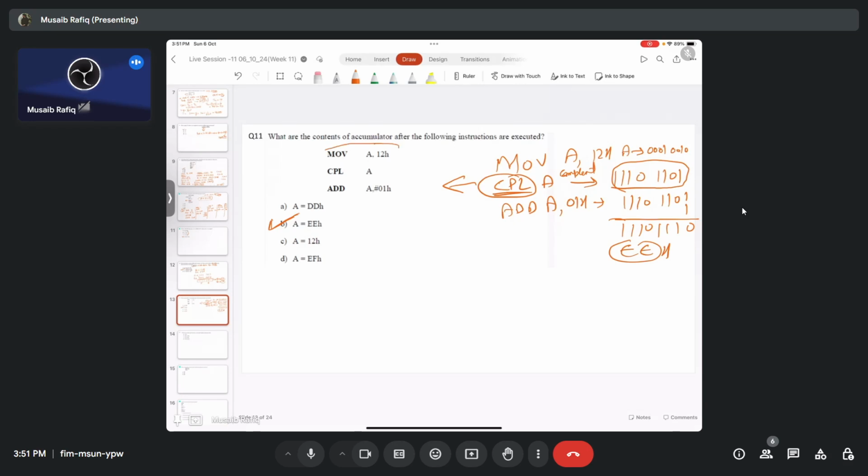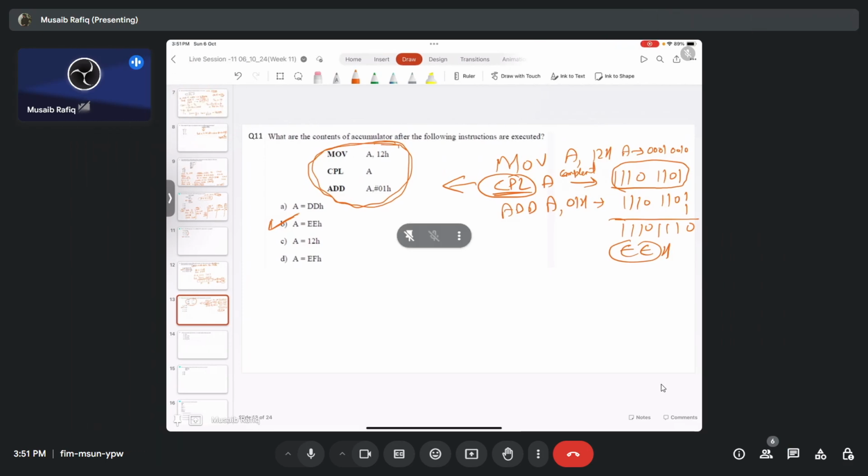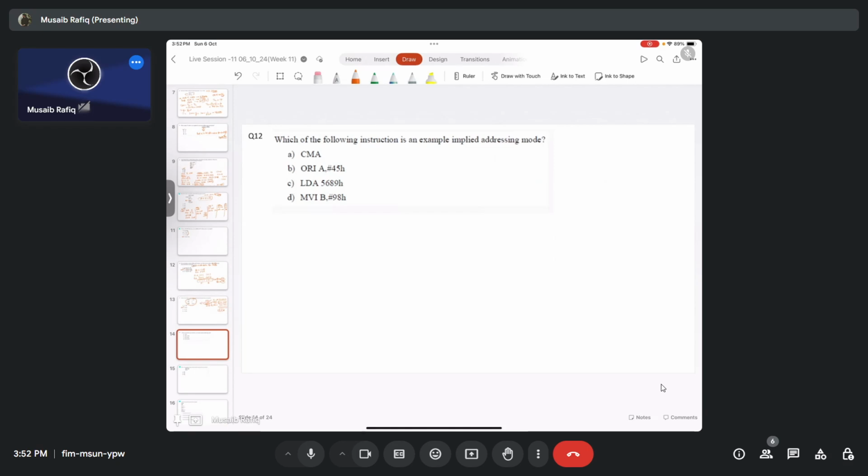Anyone can tell me what is the complete operation? Ultimately, these three lines of code, what they do, we have a specific name for it. What is the operation known as? Yes, two's complement. Thank you so much. So this is the two's complement that it does. So this was question number 11.